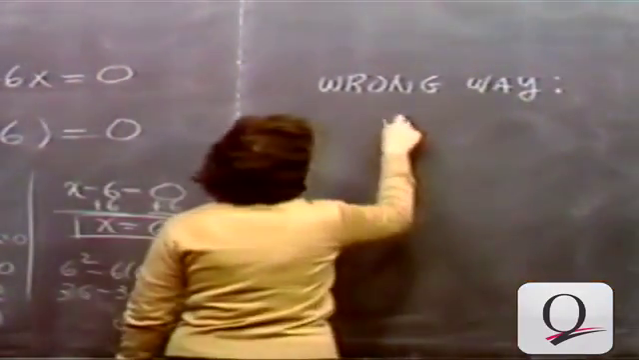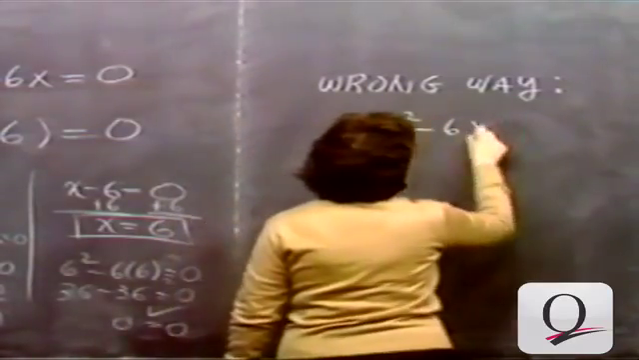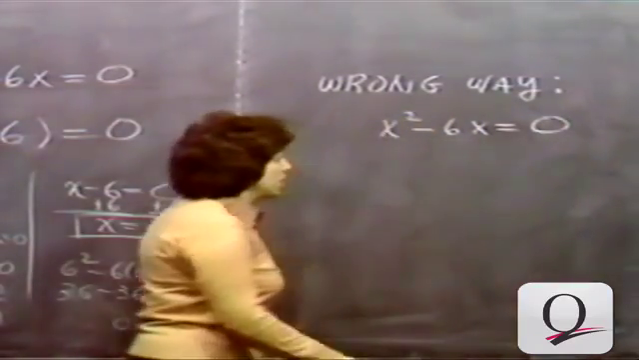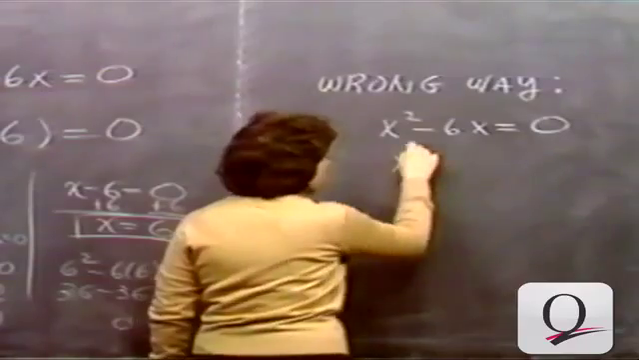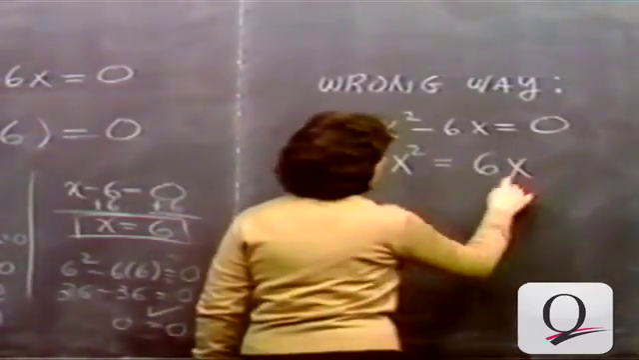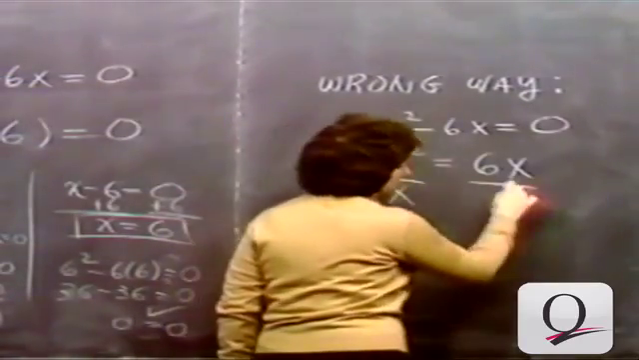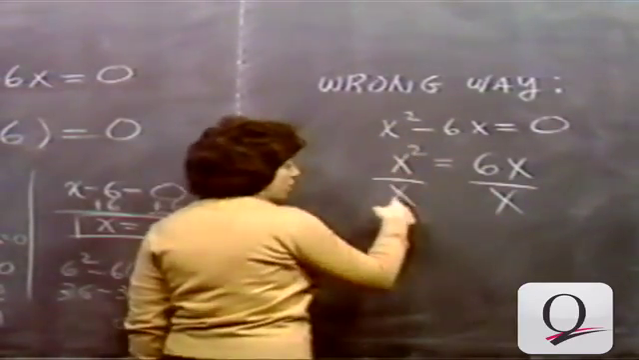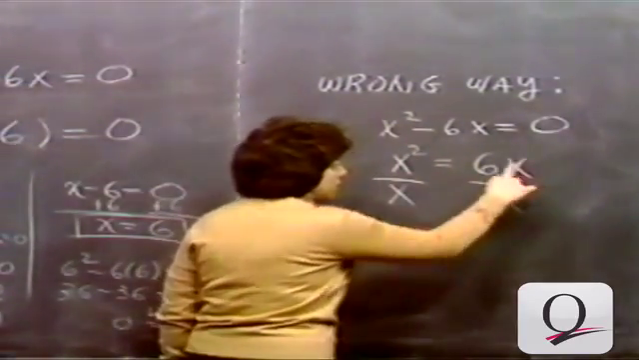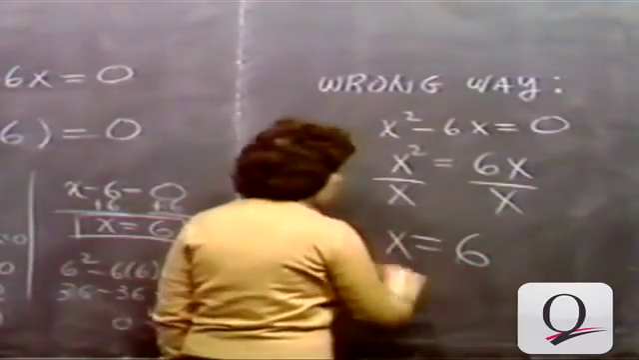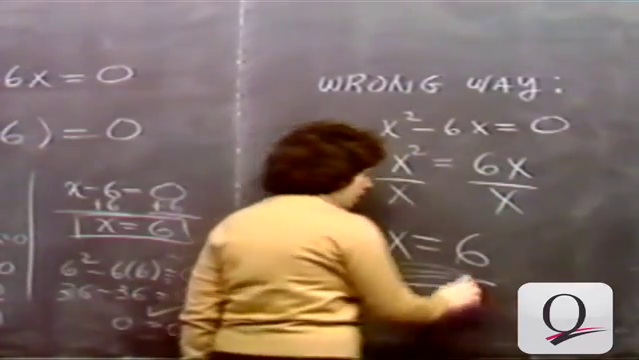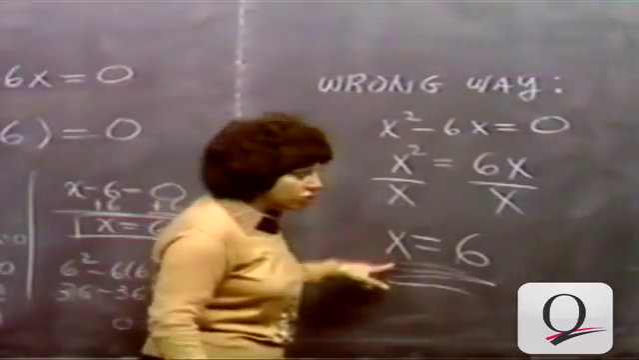Okay, they have x squared minus 6x equals 0. They add 6x to both sides. They get this. Then they divide both sides by x. They say x squared over x is x. 6x over x is 6. And they get one solution. Okay? You only get one solution this way.